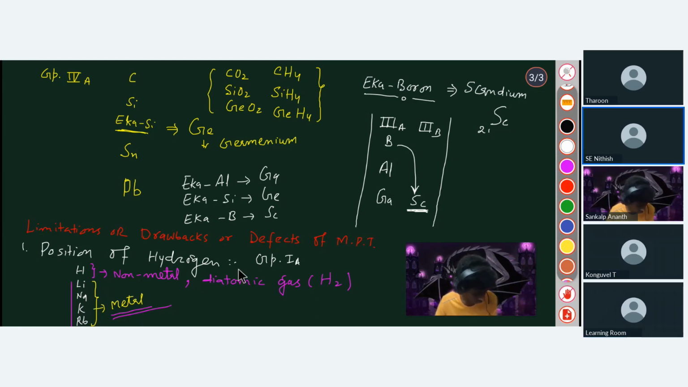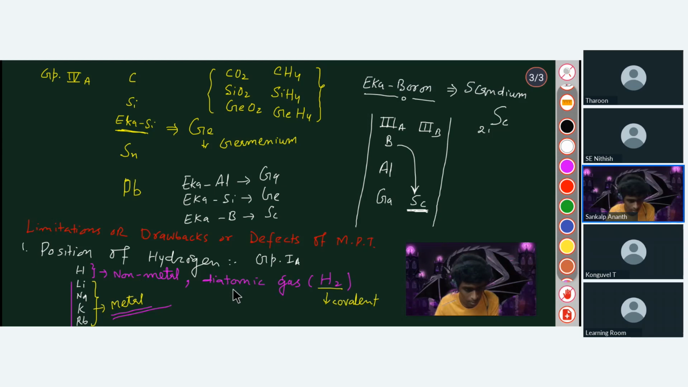Yes, they form the same oxides and hydrides, but if we talk of the hydrides of other elements, they are all ionic. The hydride of hydrogen, H2, is a covalent molecule, isn't it?